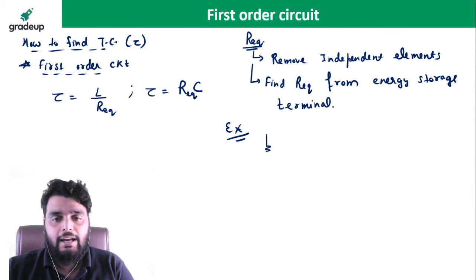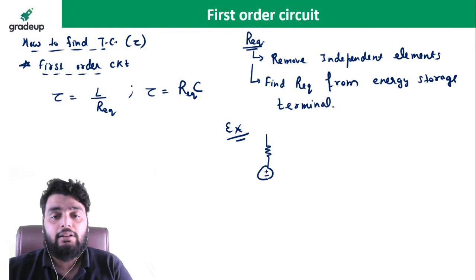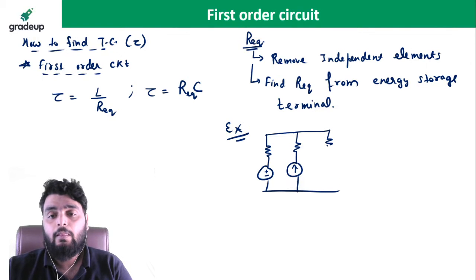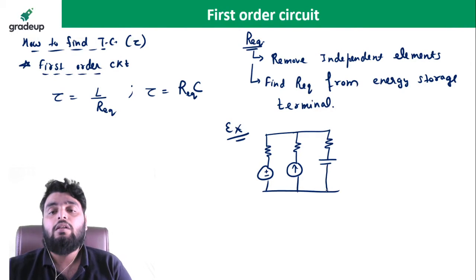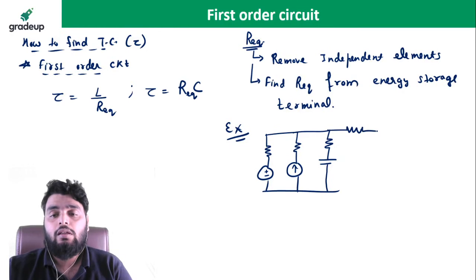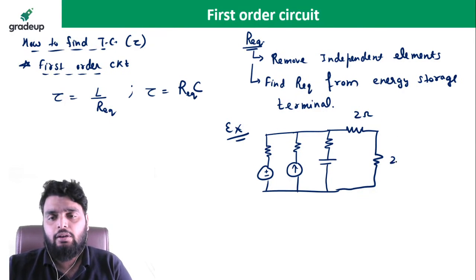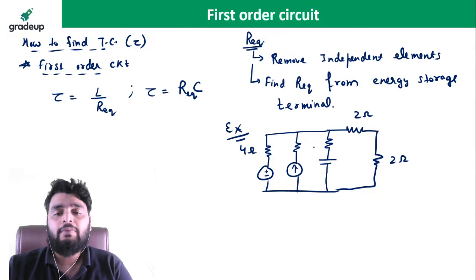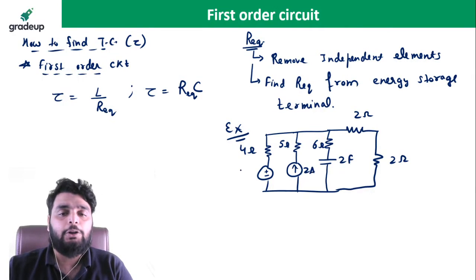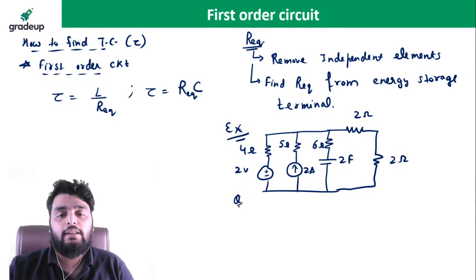Let's suppose I have a resistance like this. I am drawing one simple circuit here. Okay, this is 2 ohm, this is 2 ohm, this is 4 ohm. Let's suppose this is 6 ohm, this is 5 ohm, this is 2 farad, 2 ampere and 2 volt. Now the question is find the time constant tau.